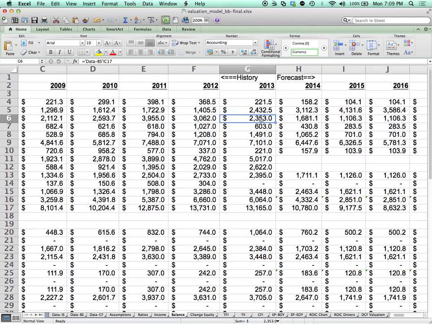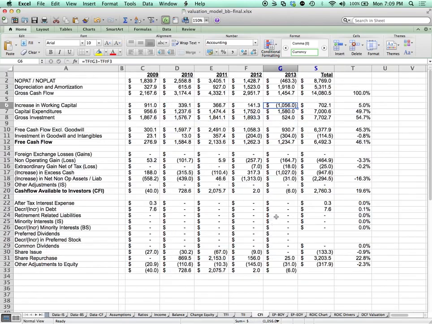Because what they were trying to do is make it look like they were generating all this free cash flow. But all this free cash flow came from the fact that they didn't pay their bills. All right? So even though the free cash flow looked attractive for BlackBerry, it really wasn't.